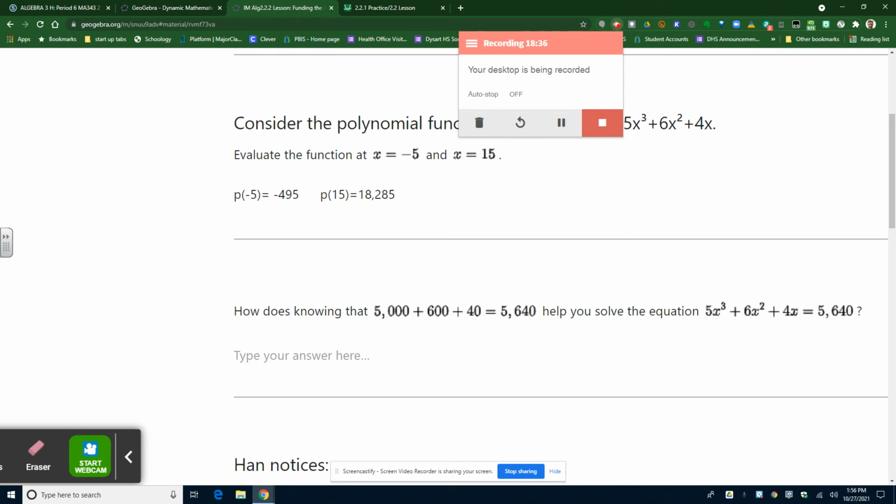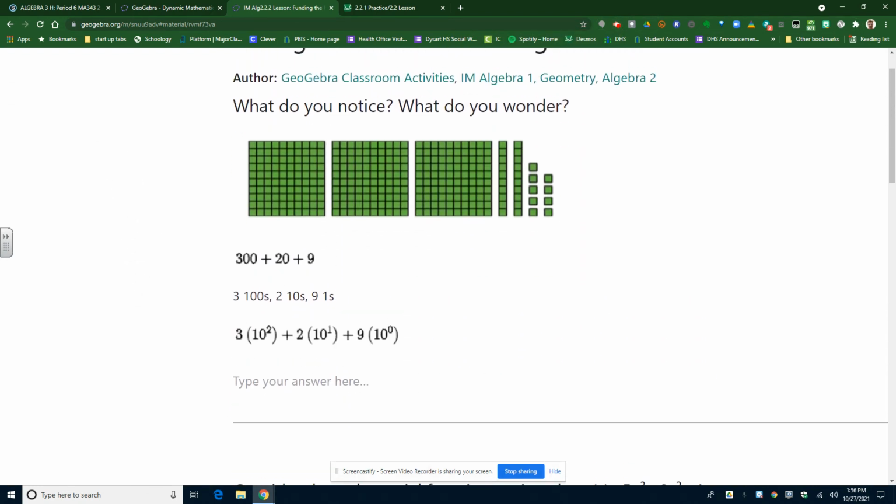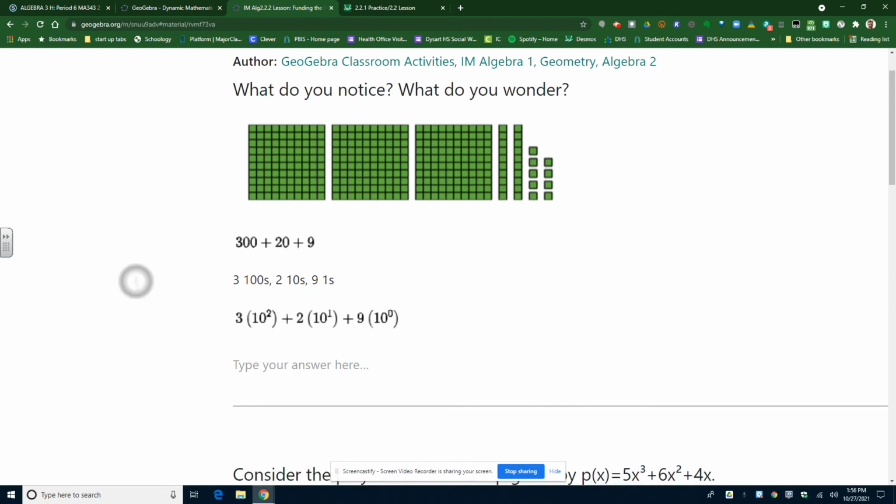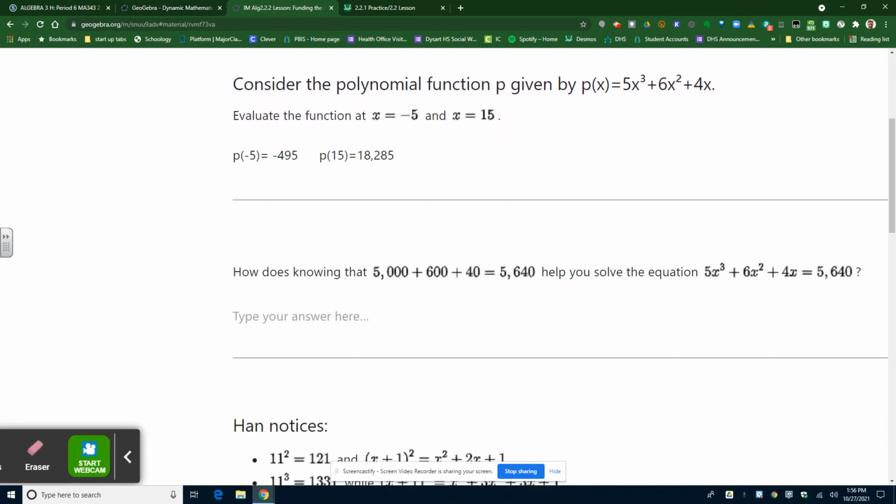In order to do that, if we look back up here, we took our expanded notation. What were we taking powers of? 10. Isn't 5,640 just some number times the power of 10? Yeah. So what's our answer? 10. Okay, so x is just 10. Now I will show you more formally how to solve this a little later in the week. But right now, this is 5 times 10 cubed. That's 6 times 10 squared. And that's 4 times 10.